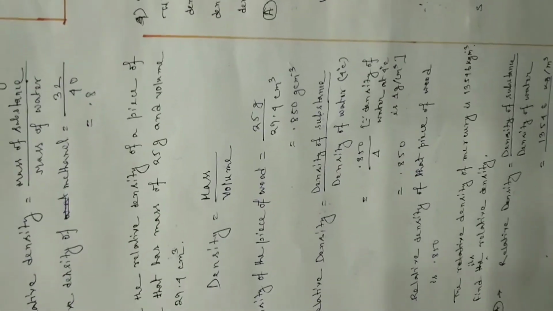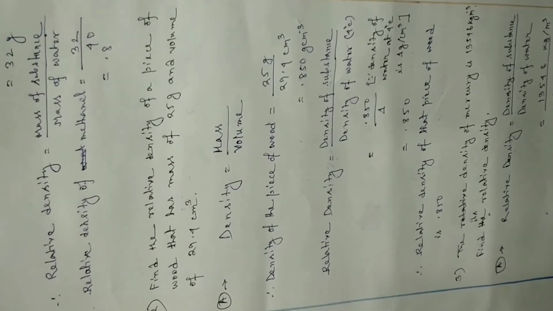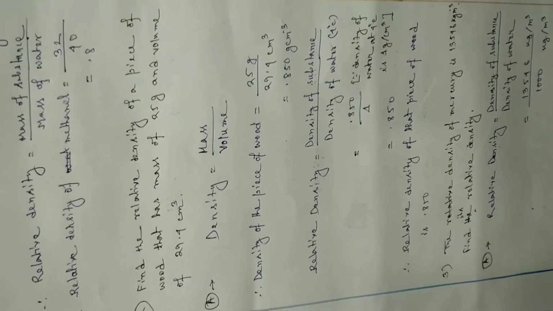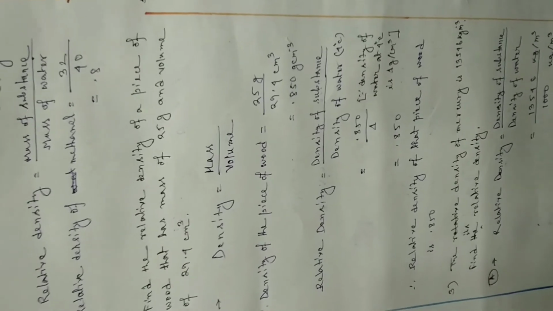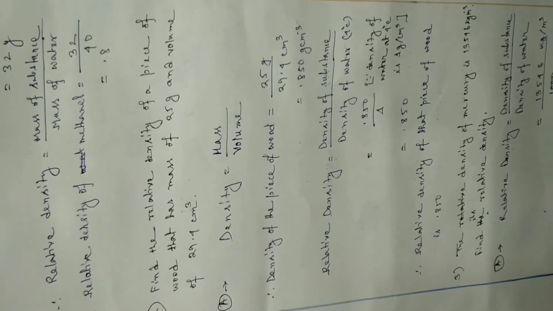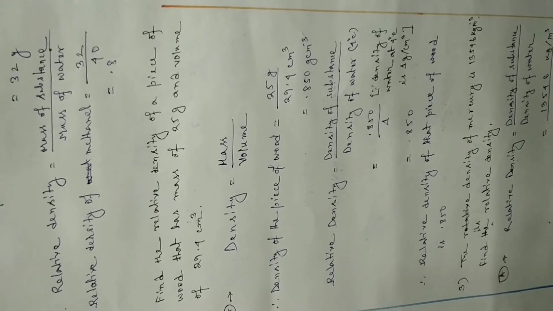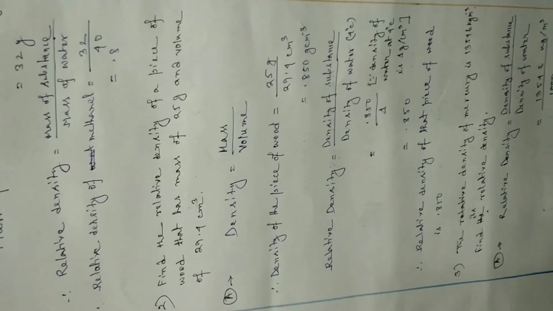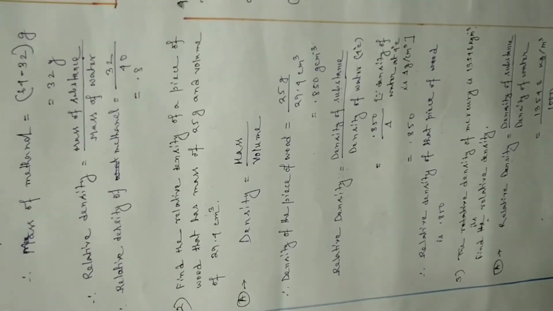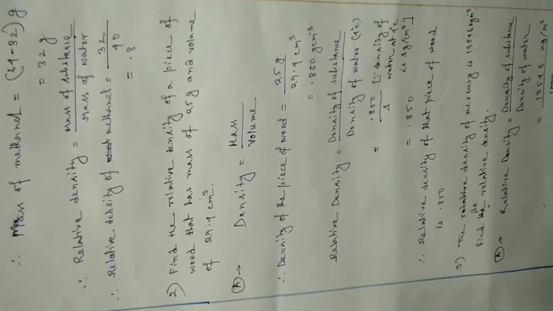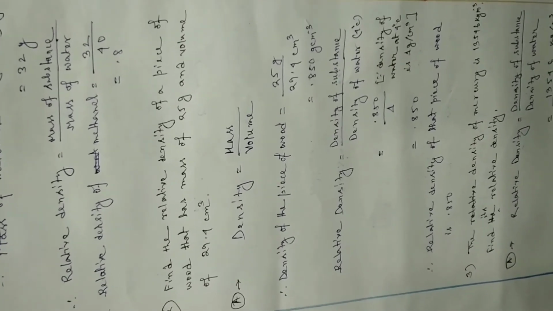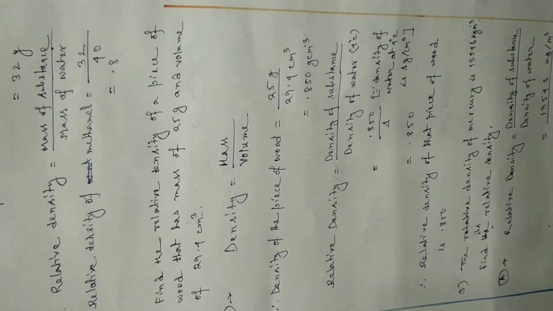So we got the relative density of that substance is 0.850, same as its density. That means in CGS unit, whatever the density of a substance will be, it will be the same as the relative density of that substance. So in CGS unit, the density and relative density will be the same because the density of water at 4 degrees centigrade is 1 gram per cm cube. So dividing by 1 will give the same result.